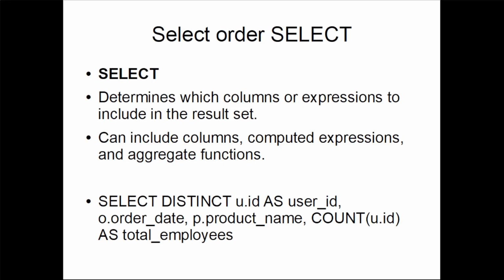Select. The select clause determines which columns or computed expressions appear in the output. The data returned can be raw table values, computed fields, or results from aggregate functions. Example. Select distinct u.id as user_id, o.order_date, p.product_name, count(u.id) as total_employees. Here, we use distinct to remove duplicate results. Assign an alias user_id for better readability. Include an aggregate function count(u.id) to count the total number of orders per user.